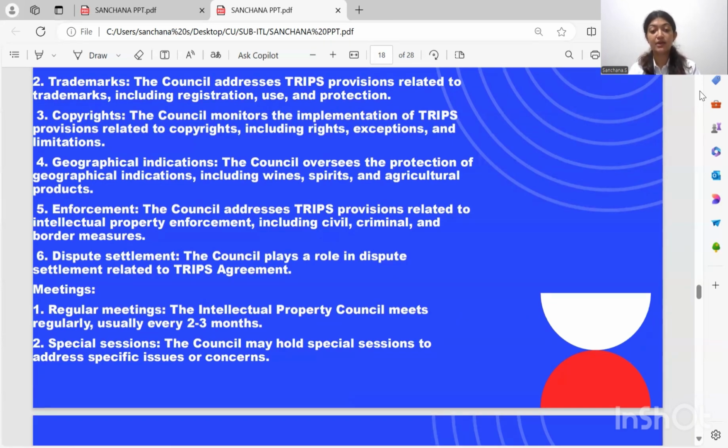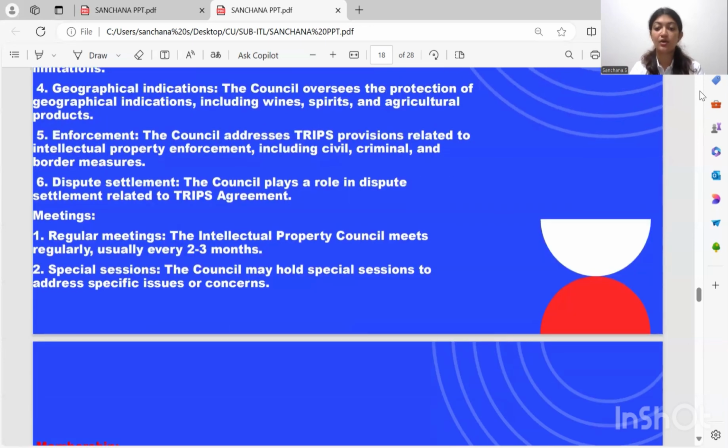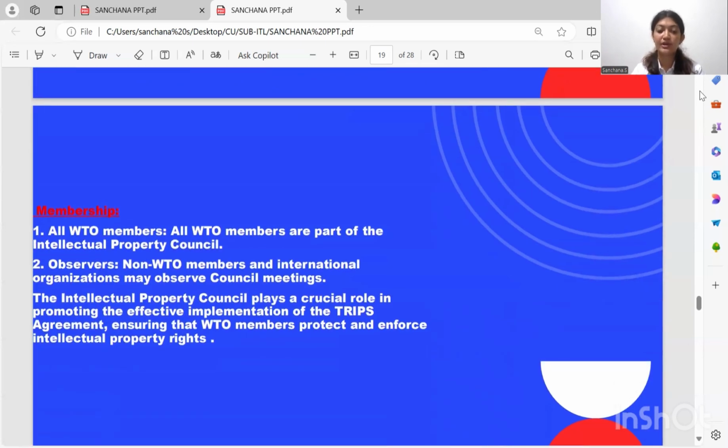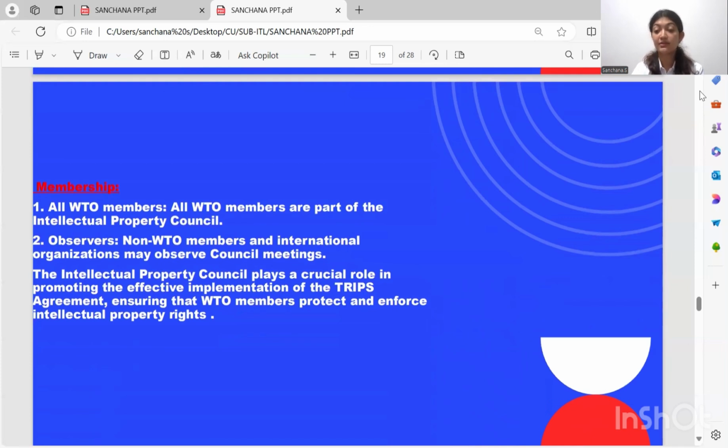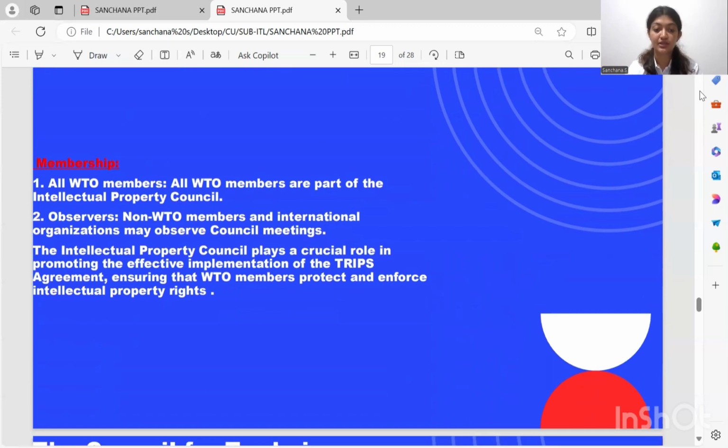Dispute settlement. The council plays a role in dispute settlement related to the TRIPS agreement. Regular meetings happen every 2 to 3 months. Special sessions on special issues and special concerns also take place. Membership: all WTO members are part of the Intellectual Property Council, and observers, non-WTO members, can be an observer of the council meetings as such.